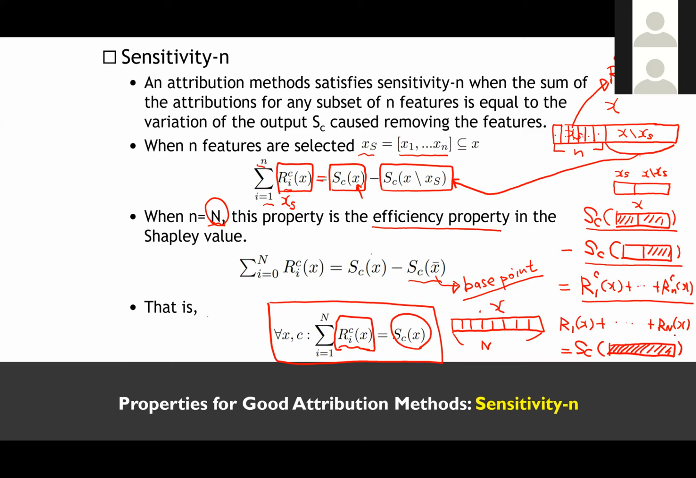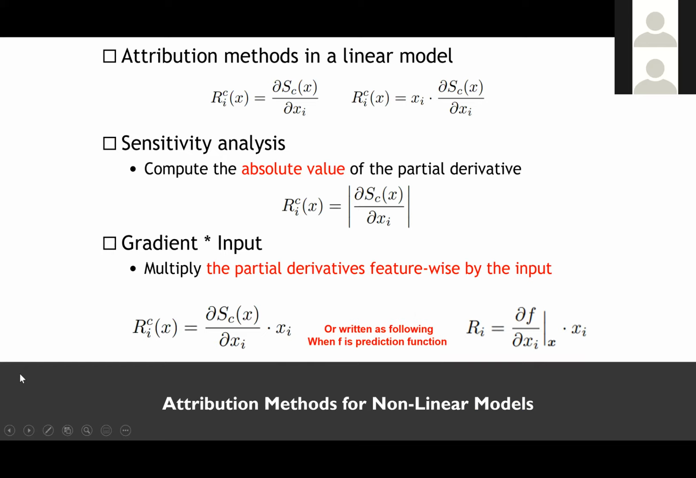So we call that sensitivity n. This sensitivity n is a very important theoretical property for attribution methods. So with attribution methods, we compute attribution in many cases. In some cases, our goal is to try to satisfy the three properties that we explained before. And in some cases, we wish to find an approximate value to have this attribution.